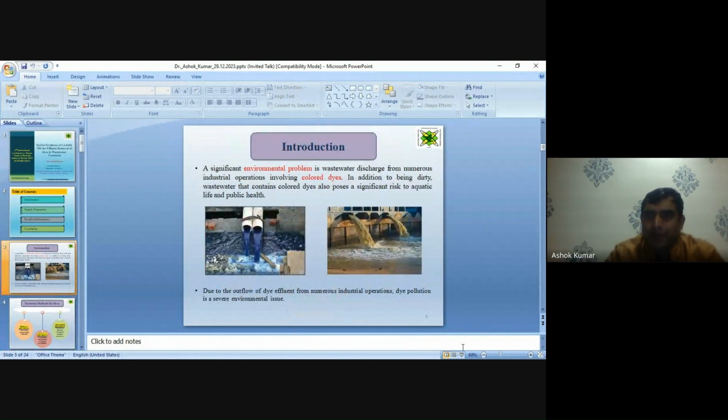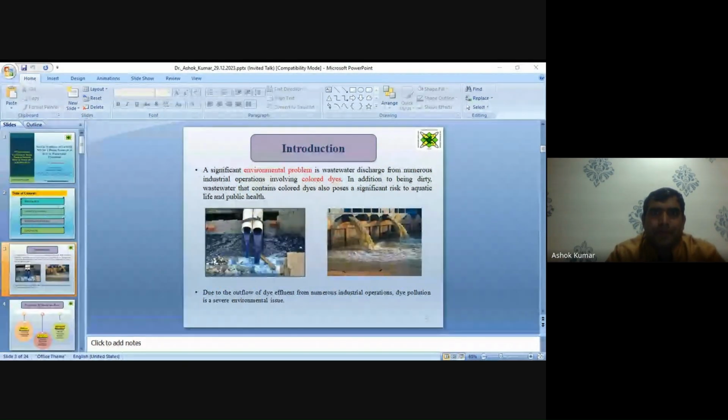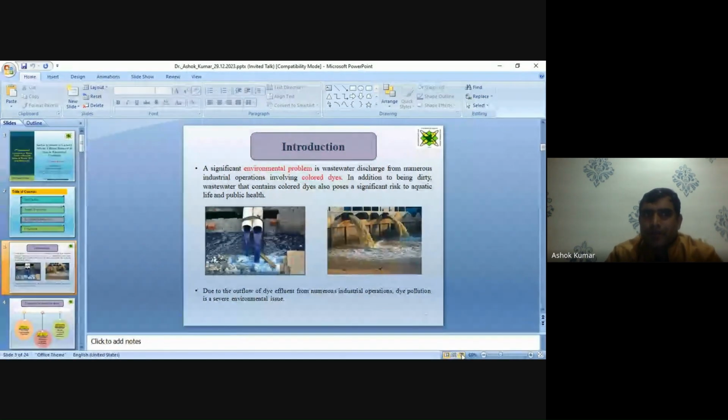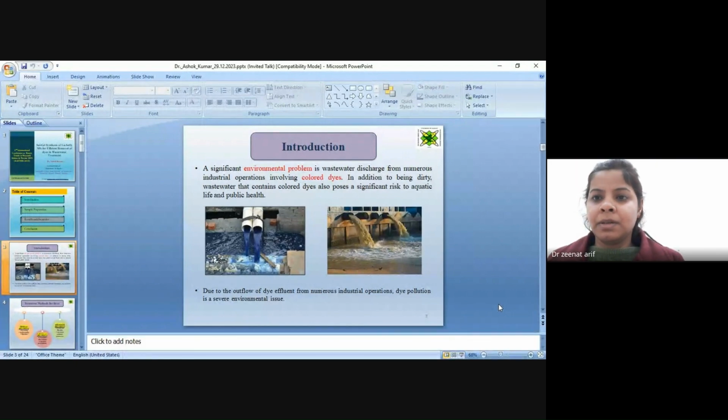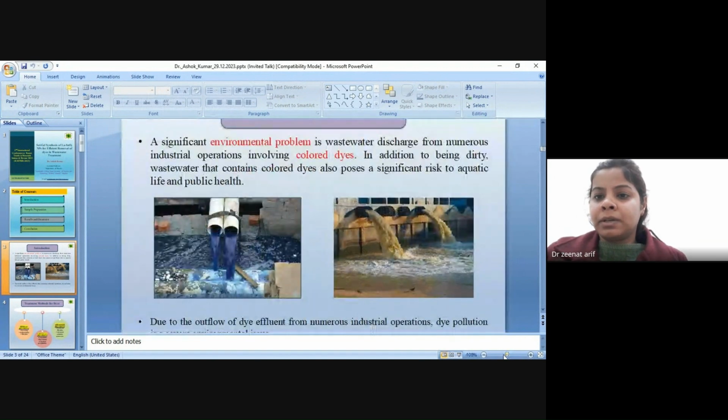So if I'm making it full screen, is it changing or not, ma'am? Even full screen is not coming. Okay. So you can just click on the slide and you may continue with that. Okay.